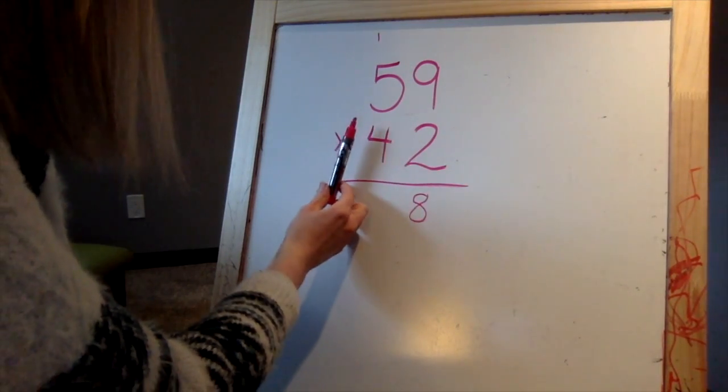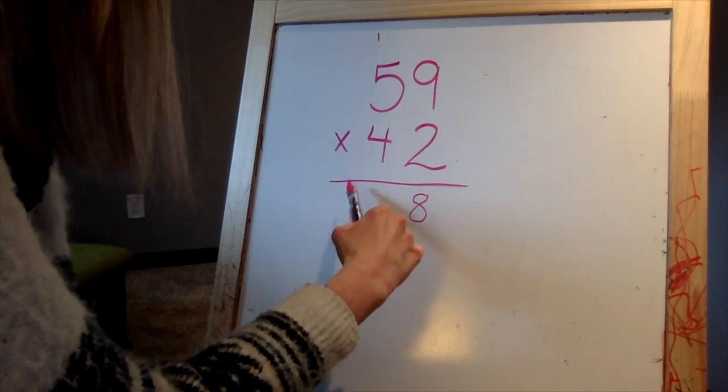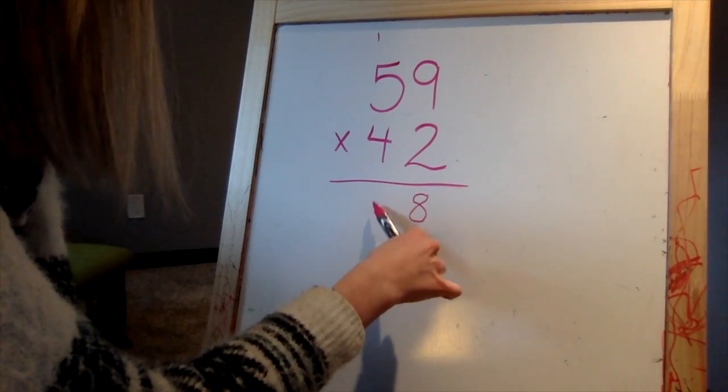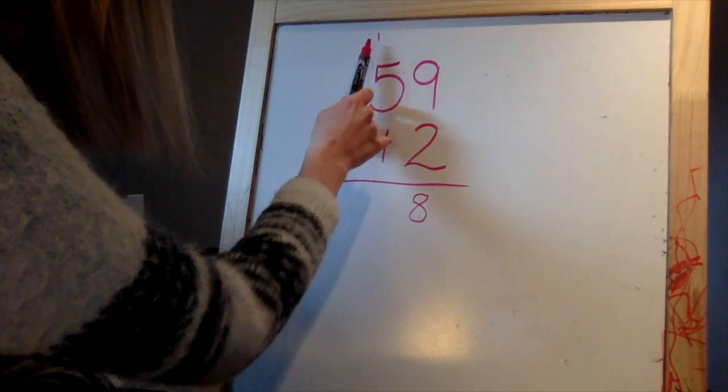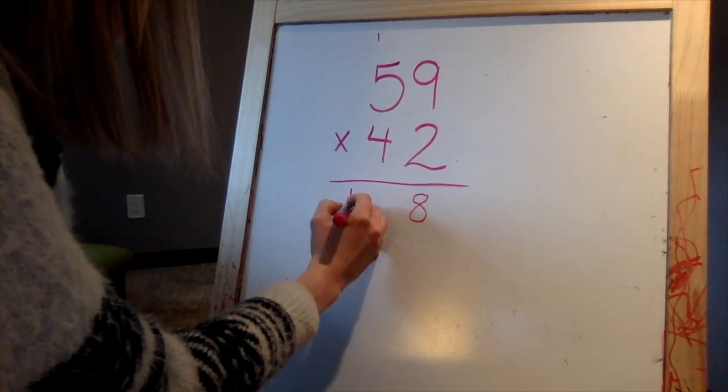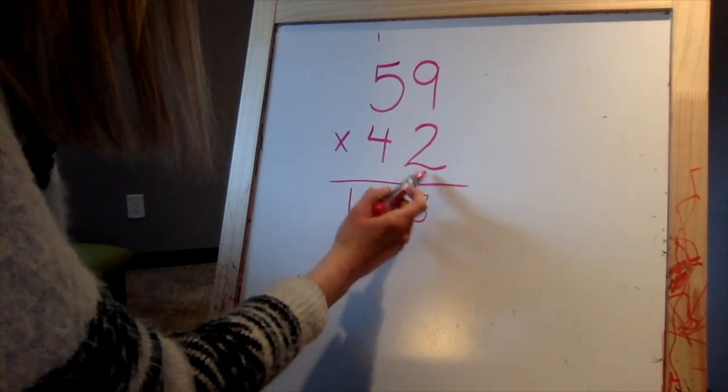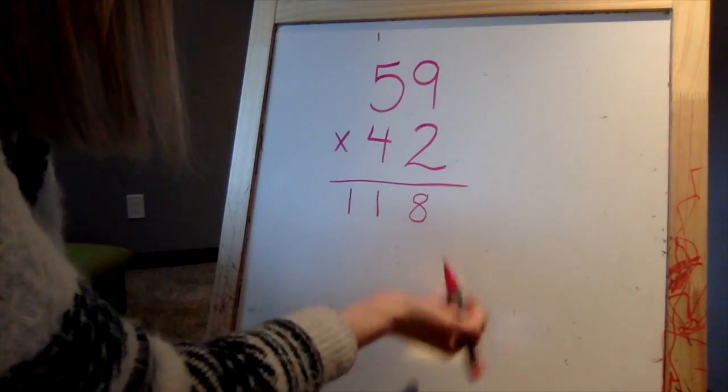So 2 times 5 is 10, and 2 times 50 would be 100. If I just wrote 10 here, it would be in the right place. But I do need to remember my 1 up here, so I turn it into an 11. So 2 times 5 is 10, and 1 more is 11.